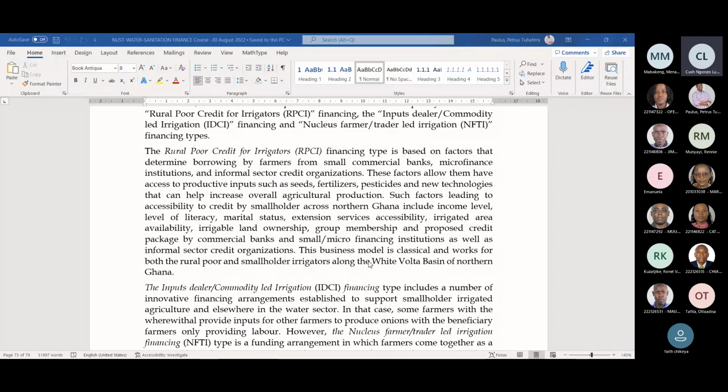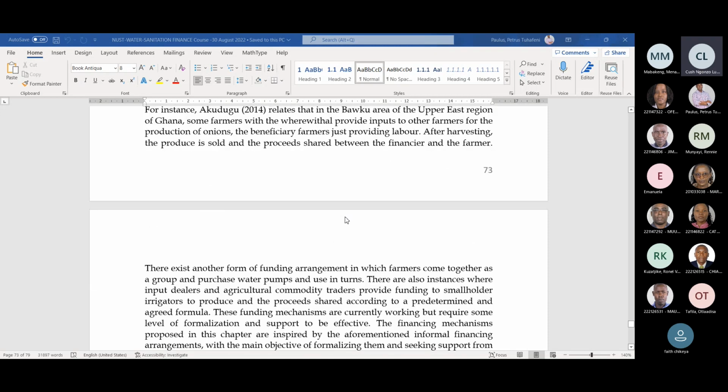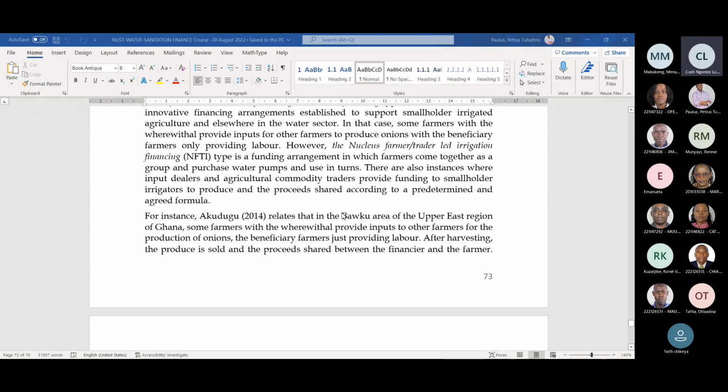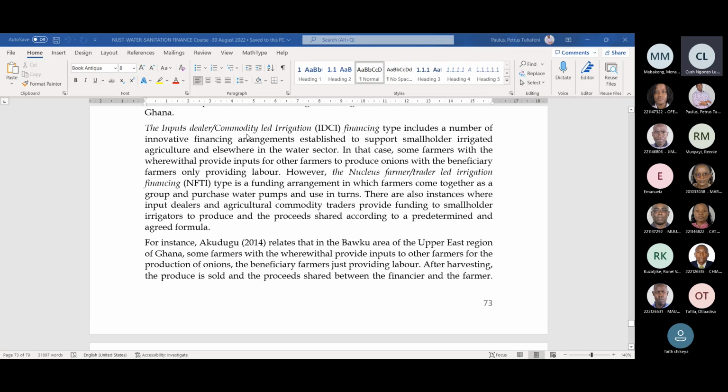My time is out, so let me just go quickly on this. And then another scheme is known as the input dealer commodity-led irrigation financing. So this is another way of financing smallholder farms through irrigation scheme. The last one is the nucleus farmer tender and trader-led irrigation. The last one is very interesting because here you have the farmer and the trader, and the farmer can borrow items from the trader, and then he can put in place an irrigation scheme for it to fund. So sometimes you don't need money for you to fund a project. You just need the assets for you to do it.